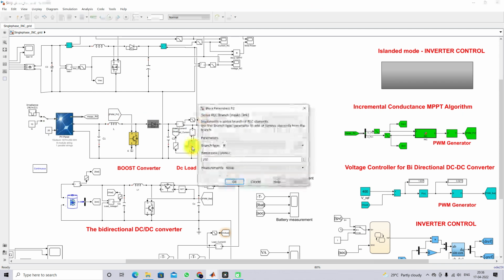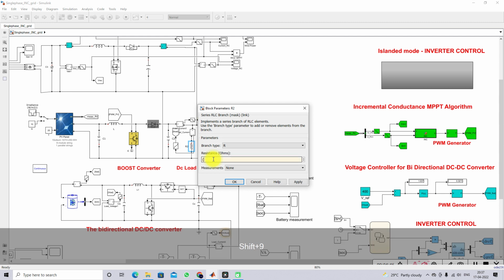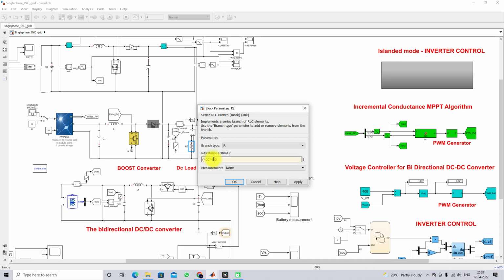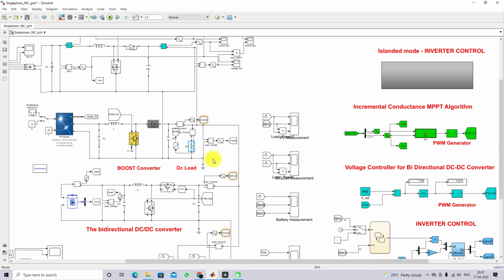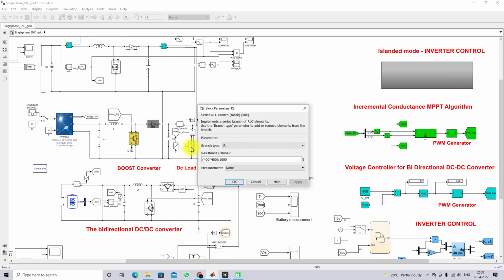And here we are using a DC load. So here I am going to make the DC load power equal to 1000 watts. So here we are going to maintain the DC bus voltage at 400 volt. So I am going to use a DC load of around 1000 watts.